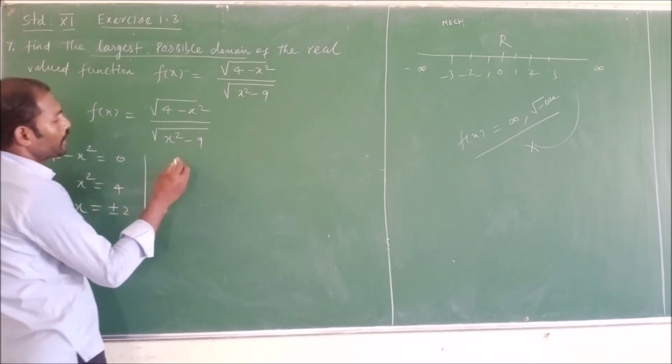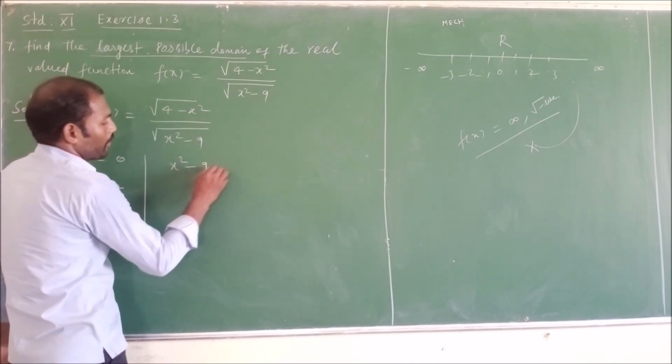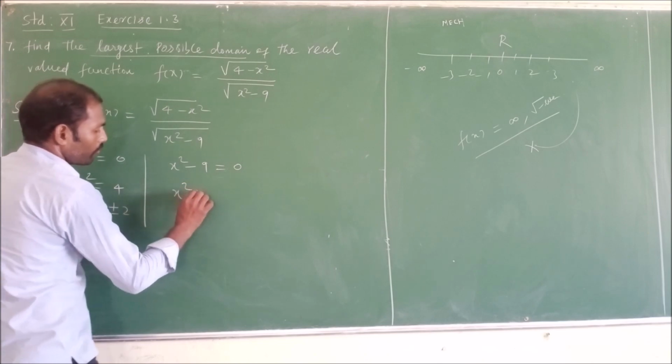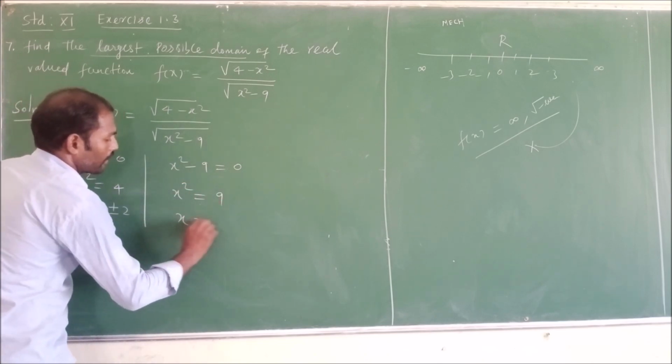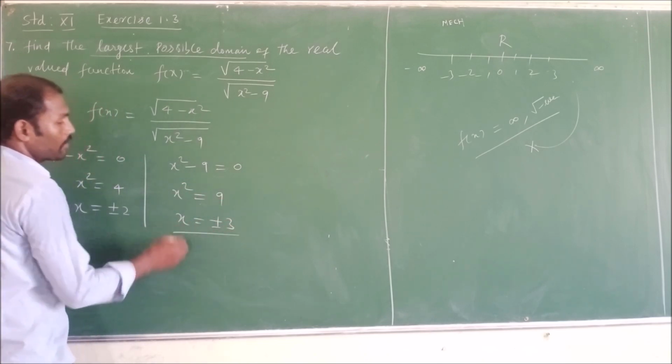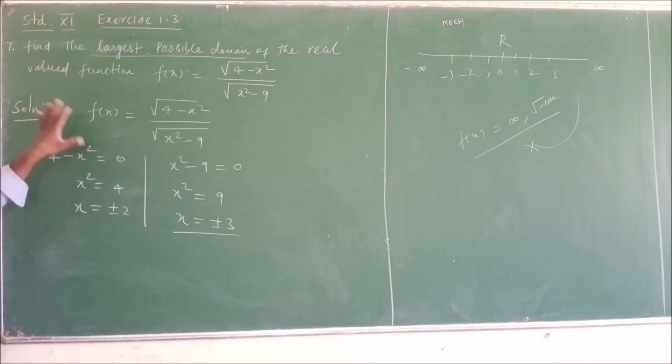Then equating the denominator term to 0: x square minus 9 equal to 0, x square equal to 9, x equal to plus or minus 3. This is another critical value of f of x.